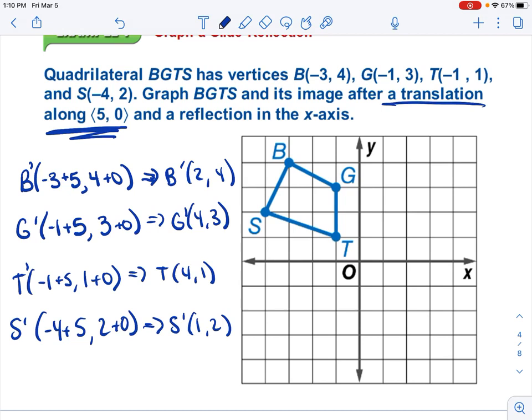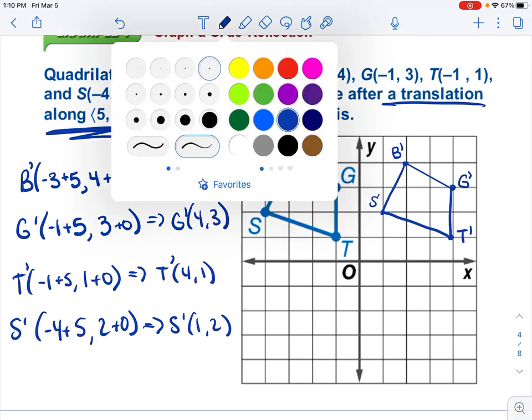So these are not my final products. I have 2, 4 is B prime. G prime is 4, 3. T prime, should have a prime there, sorry about that, is 4, 1. And then S prime is 1, 2. Now, that's just the translation. I now need to reflect over my x-axis.